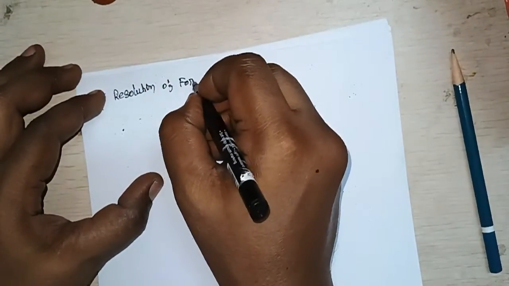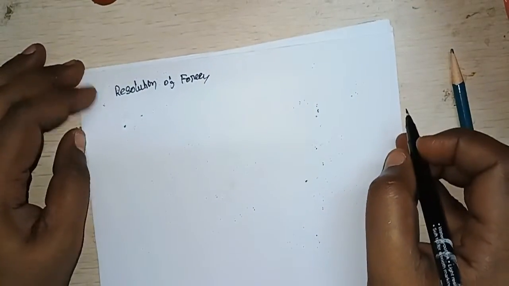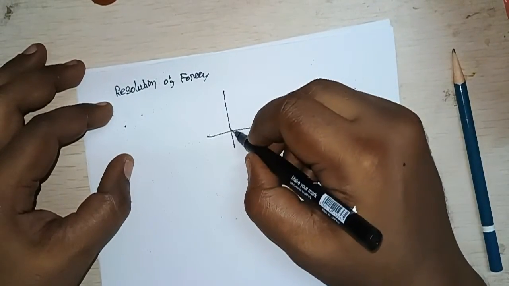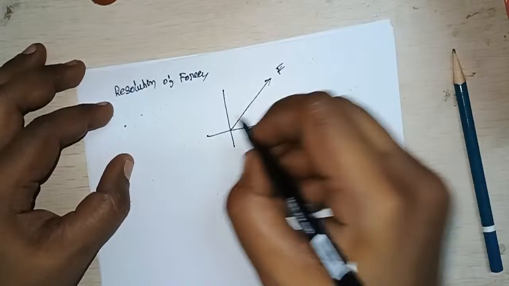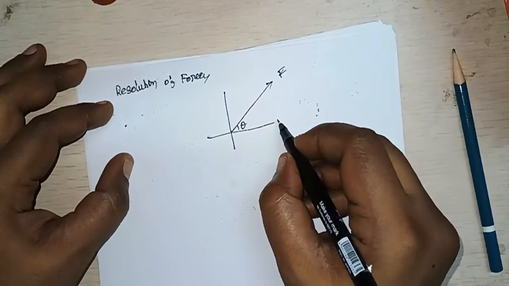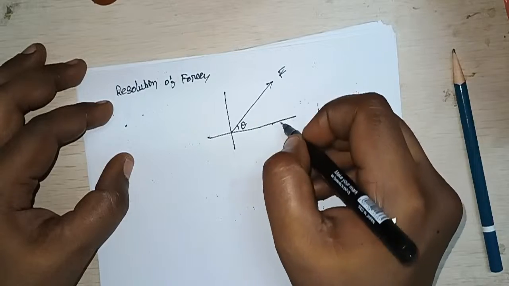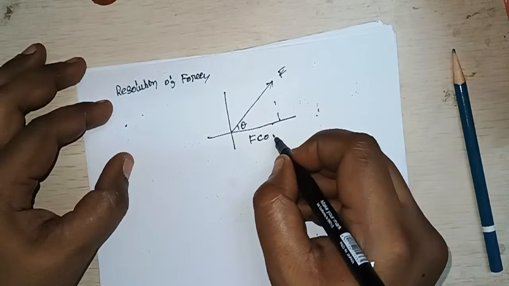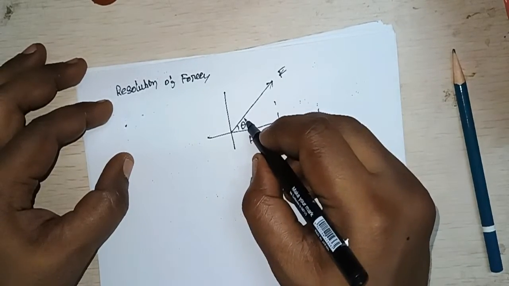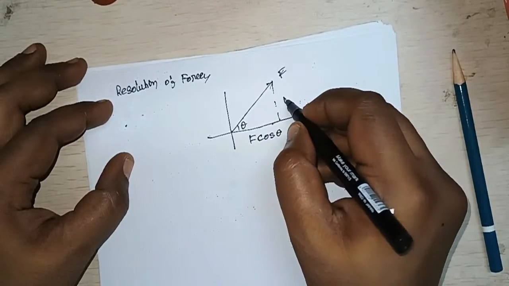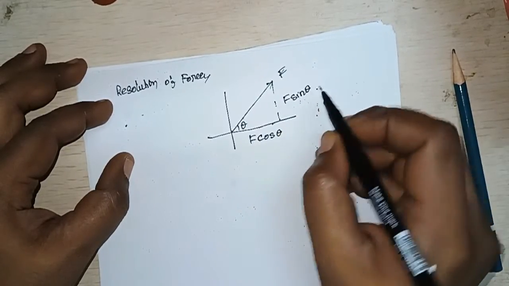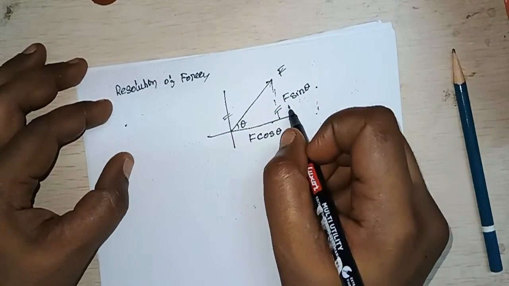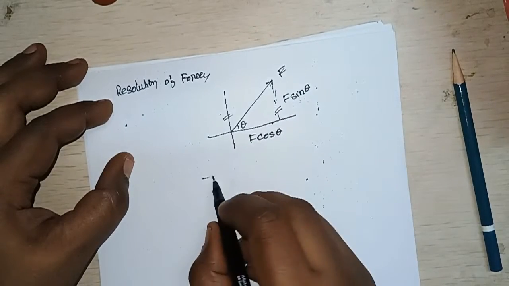Resolution of forces means, if you have a coordinate system like this, and this is the theta, then the horizontal component of this particular force is F cos theta. Similarly, the vertical component over here is F sin theta. This particular component is parallel over here, so we mostly project this particular force over here.